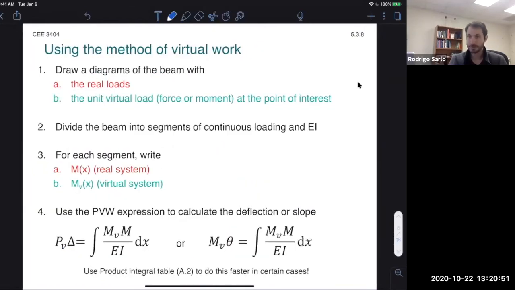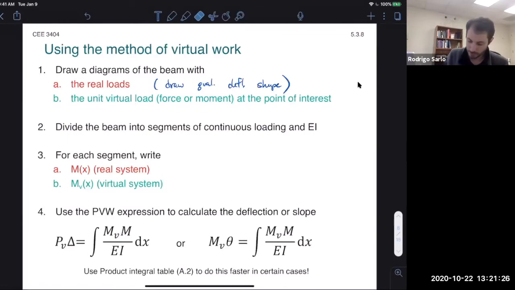This is just the same exact thing I just did, but in words, so you can follow it. So you're going to generally start with step 1, which would be to draw the diagrams of the beam with the real loads and then the unit virtual loads. Okay. Always helpful here to draw the qualitative deflected shape. Right, that'll help you figure out what deflections you're really solving for.